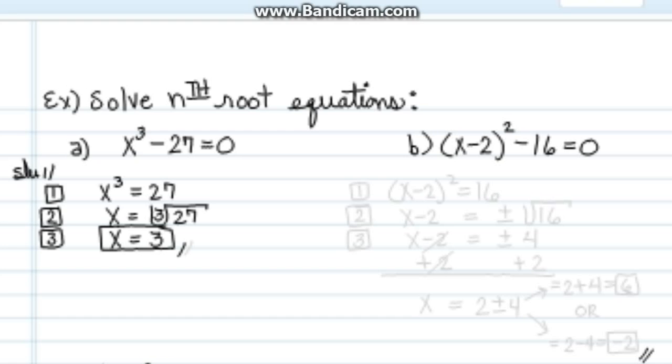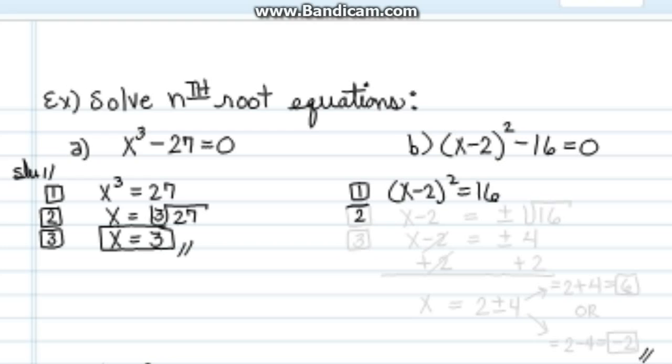Now let's look at the second example, part B. That's a second power on the variable. So step 1, we're going to isolate the second power term, which is actually the entire parenthesis, by moving negative 16 to the other side, by adding 16 to both sides.